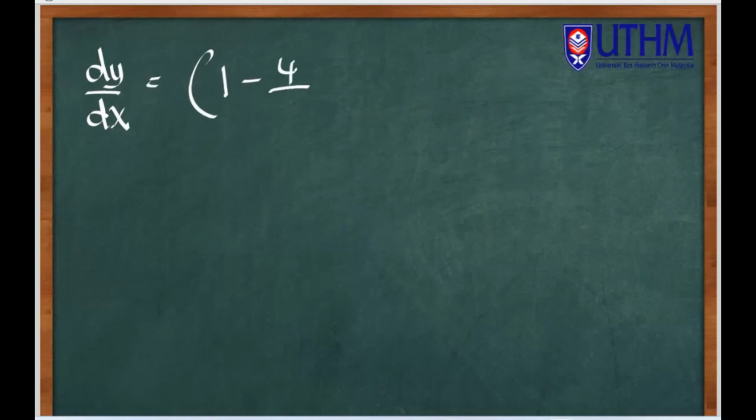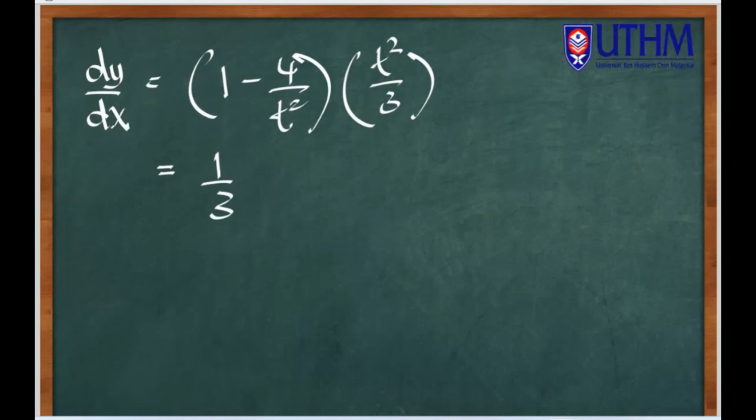So we just substitute dy/dt and also dt/dx into the formula. When we substitute, dy/dx is equal to dy/dt, which we got just now, 1 minus 4 over t squared, multiplied with dt/dx, t squared divided by 3. Finally we will get the answer, 1 over 3 times (t squared minus 4).